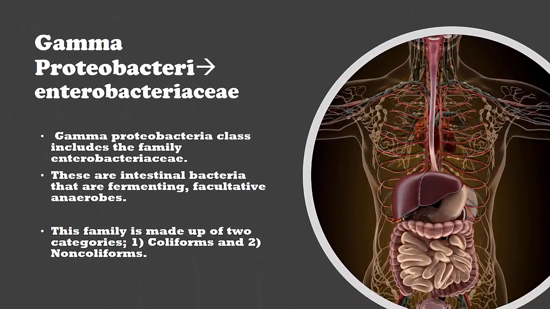Gamma proteobacteria also includes the Enterobacteriaceae, which are of certain importance because these are often the intestinal bacteria, known to be fermenting facultative anaerobes. This family is made up of two subcategories. These are our coliforms and non-coliforms.